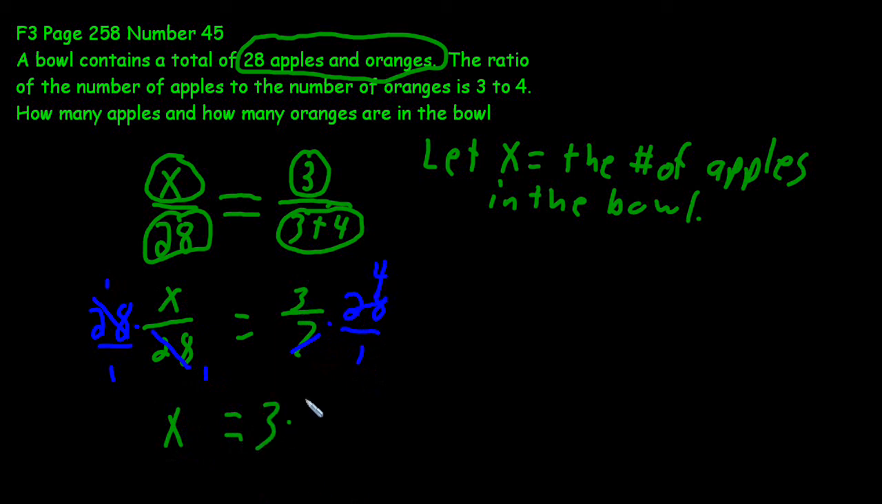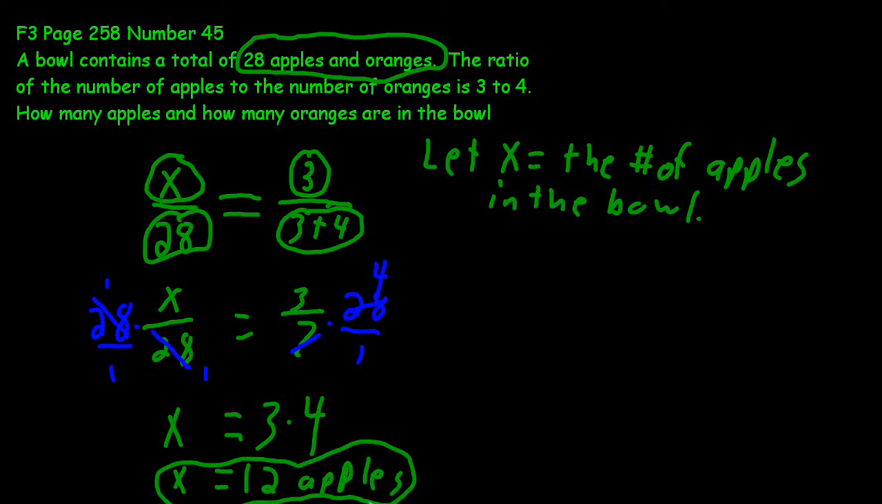Okay, there are 12 apples in the bowl. How many oranges are in the bowl? The number of oranges is the total number of pieces of fruit, 28, minus how many apples we have. So there's 16 oranges. If you want to check your work, it says the ratio is 3 to 4, so the number of apples to the number of oranges should equal 3 to 4. And if you simplify that fraction, if you divide numerator and denominator by 4, sure enough, you get 3 to 4. Well, I hope this helps. Thanks.